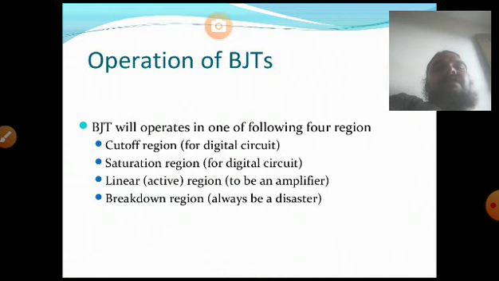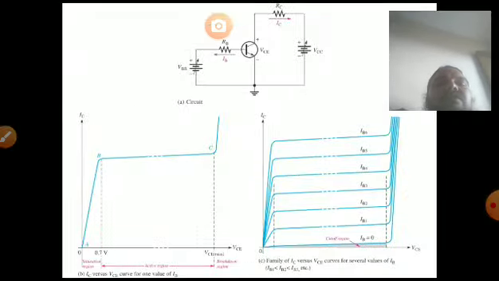Operation of the BJTs. A BJT will operate in the following four regions: cutoff region for digital circuits, saturation region for digital circuits, linear active region to be used as an amplifier, breakdown region which always distorts. This is the graph showing voltage versus current in basic operation of BJTs.